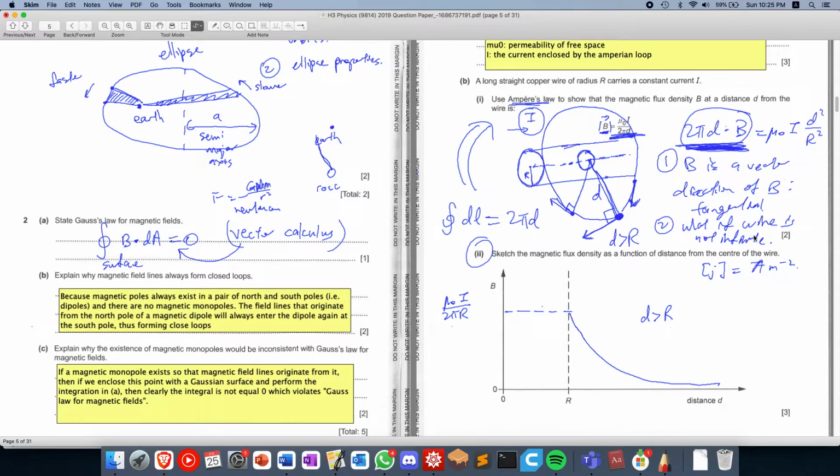If you rearrange, you just get B equals mu naught I D over 2 pi R squared. R squared is a constant, and the rest are constants as well, so D is the only variable here. We're plotting with respect to D, going from D equals 0, where B is equal to 0, and we see that it varies linearly. That's what they're looking for.